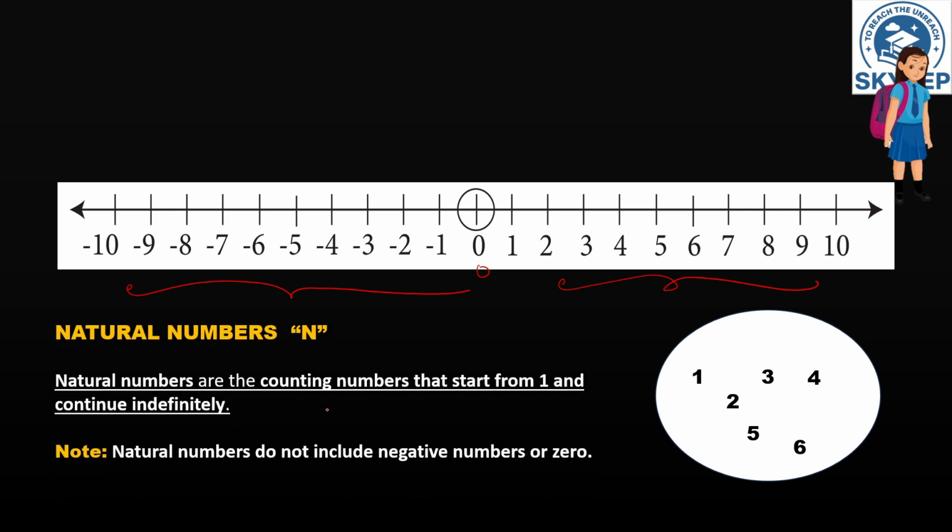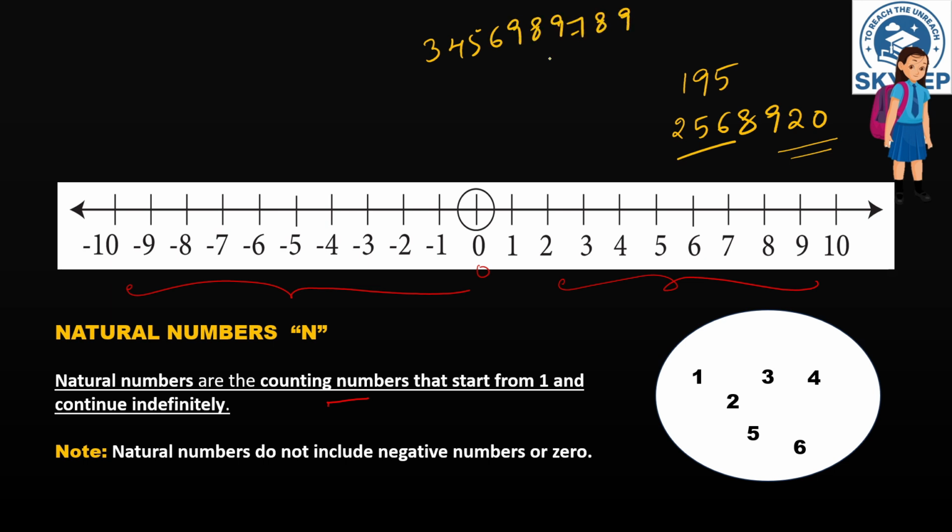Natural numbers are the counting numbers that start from 1 and continue indefinitely. That means 1, 2, 3, 4, all these are counting numbers. Can you say 195, 2, 5, 6, 8, 9, 2, 0? This is also a natural number. That means numbers can have an infinite value, right? It will keep on continuing. Take another example, 3, 4, 5, 6, 9, 8. Take any random number. So this kind of numbers are called natural numbers.